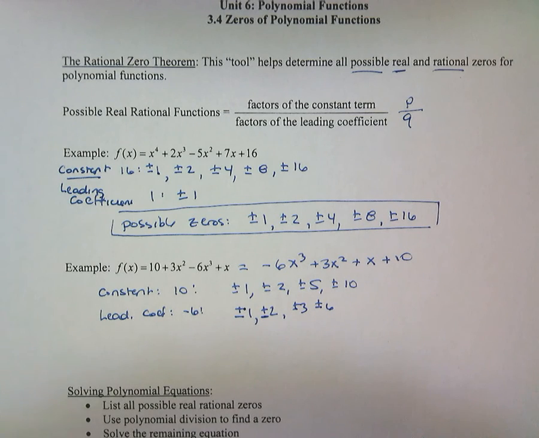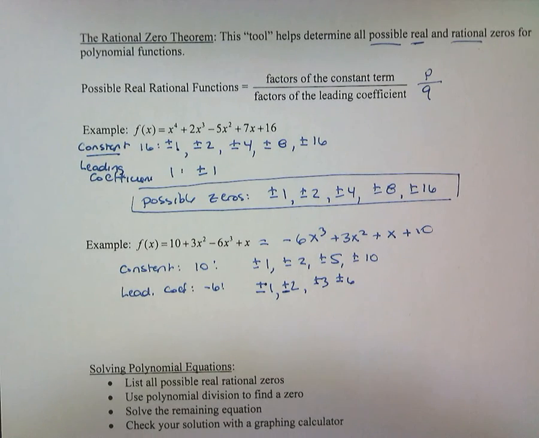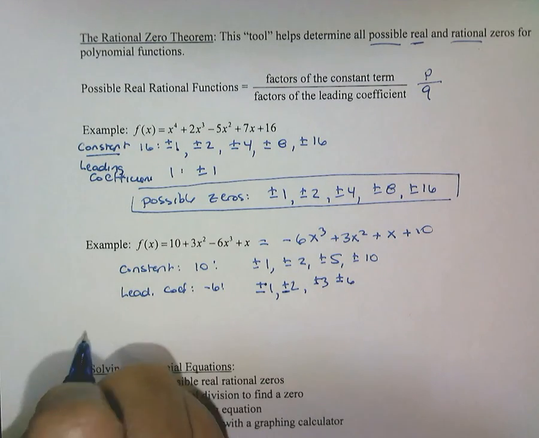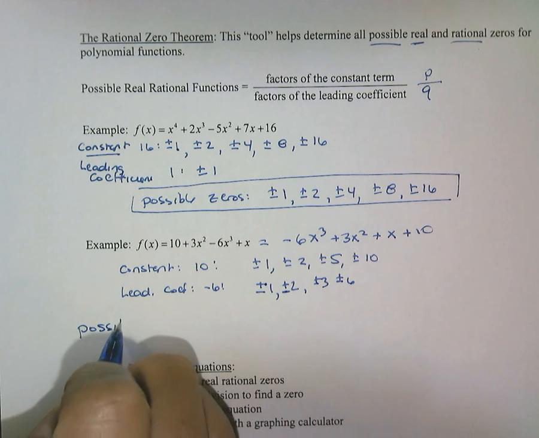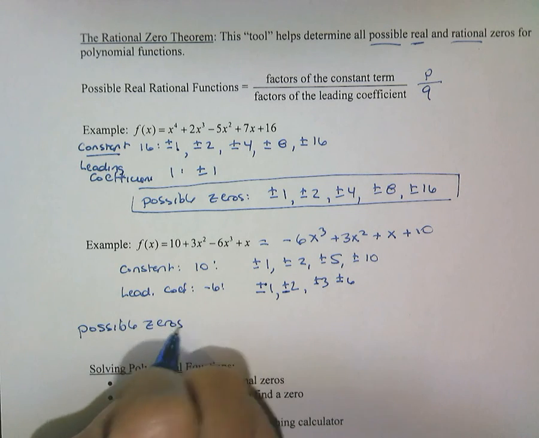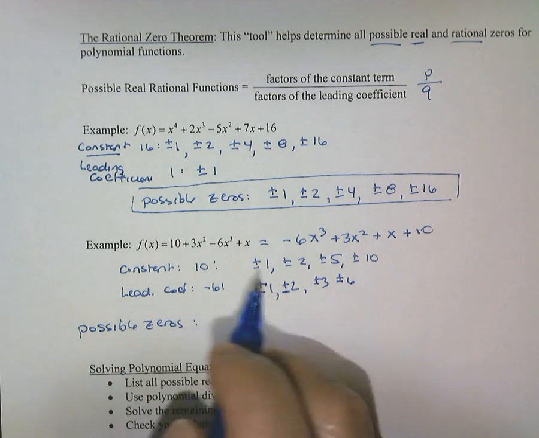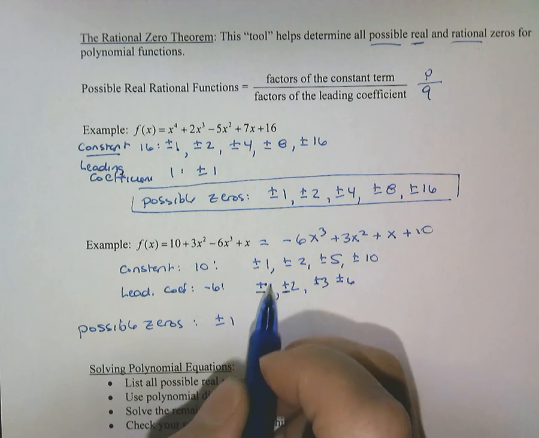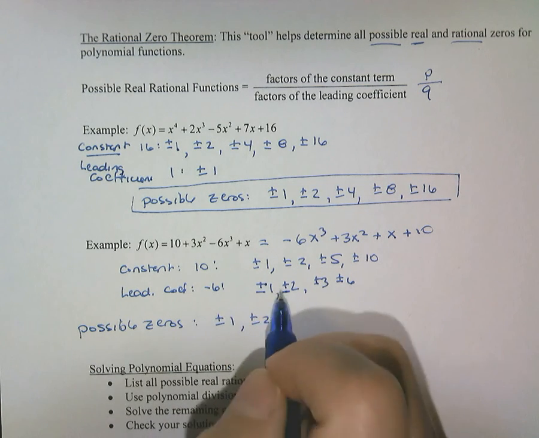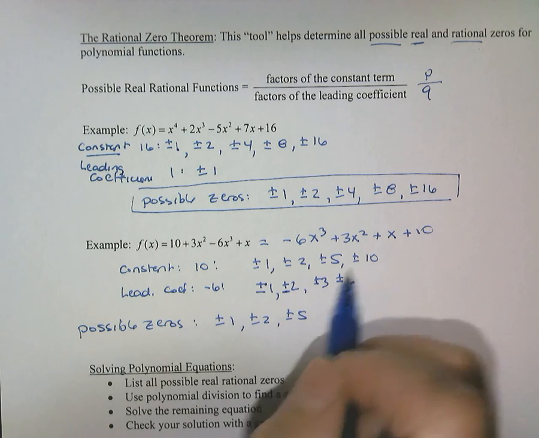Now this is going to get ridiculous, and I apologize. I chose this example just to show you how this works. So my possible zeros: I'm going to have 1 over 1, 2 over 1, 5 over 1, 10 over 1.